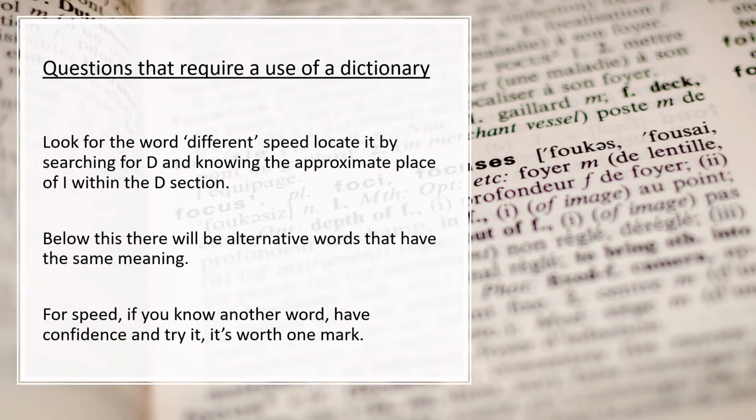For questions that require use of a dictionary, try and just get used to finding that information really fast. So if you're looking for the word different, try and speed locate it by searching for the word D and then knowing the approximate place of I within the D section. What that means is that you don't just start at D and then work all the way through, flipping through the pages. You think about where I is in the alphabet, and then you think, do I need to look in the beginning, the middle, or the end of that D section? And that way you should be able to save yourself just a few minutes to be able to find that.